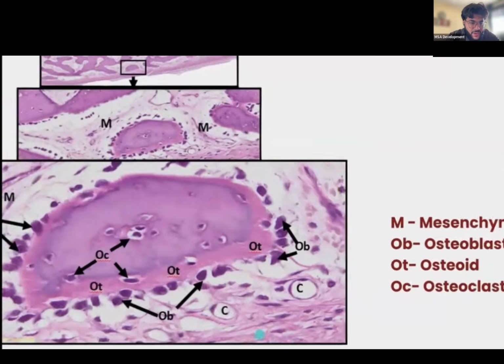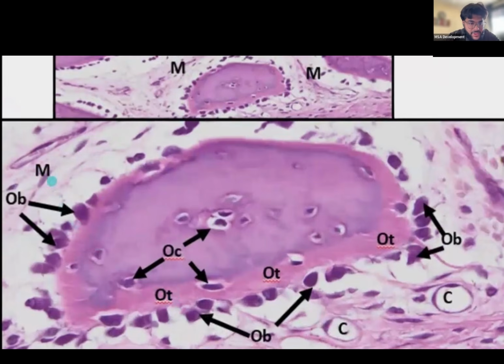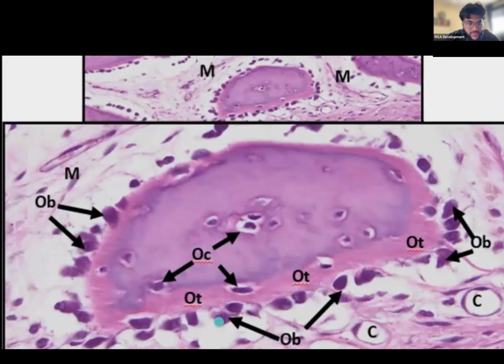So you'll have your mesenchymal cells. Over here, you see M is your mesenchymal cells. Your OB is your osteoblasts, which, again, you can see these round cells over here. These are your osteoblasts, and these will deposit your osteoid. Osteoid is right here. Osteoblasts deposit your osteoid.